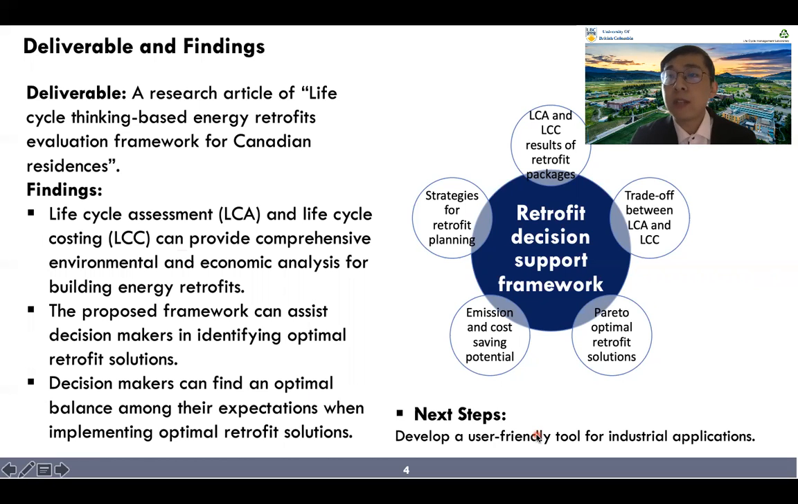So this is the presentation. The detailed information is provided in this research article, which is currently under review with a journal. Please refer to this paper once it is published.